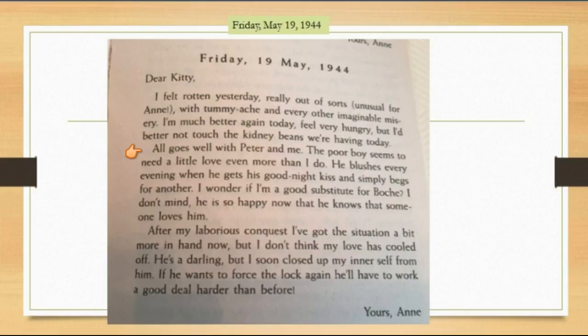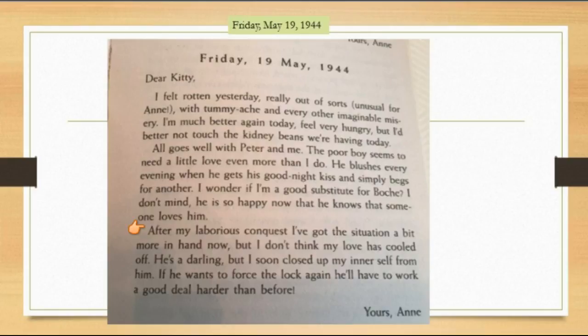You can tell that Anne feels as though Peter really does love her, and she's doing him a service pretty much by letting him feel like she loves him back. But at this point, again, and you'll see in these pages, that she really just does view him as pretty much a friend at this point.